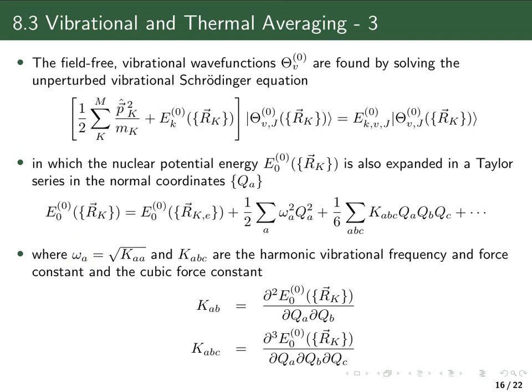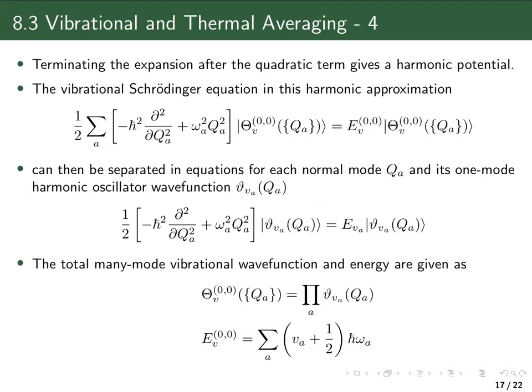Now you can see the harmonic vibrational frequencies, omega A, they are the square root of what is called the harmonic force constants. And the harmonic force constants are the second derivative of the energy with respect to two normal coordinates. And the cubic force constants are then the third derivatives of the energy with respect to normal coordinates. Now, if you would stop the expansion here after the second term, where we have the normal coordinate squared, that's the harmonic approximation. So we have a harmonic potential.